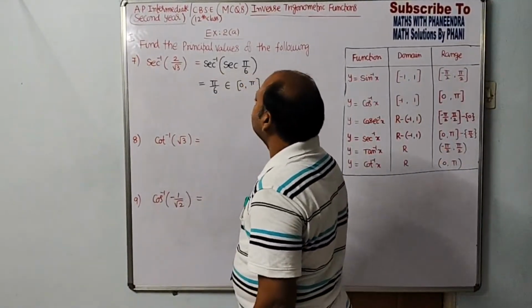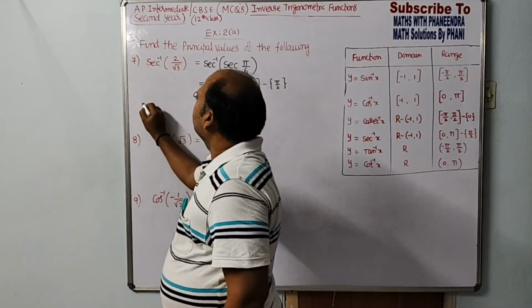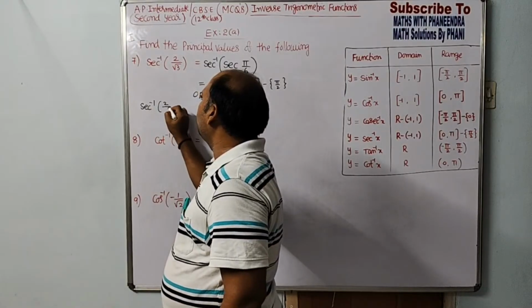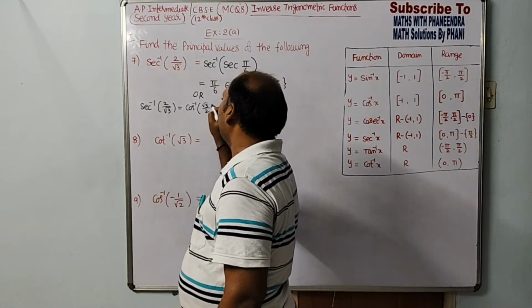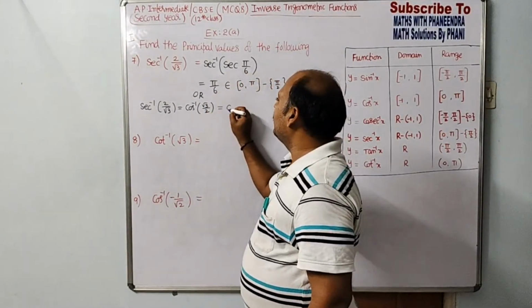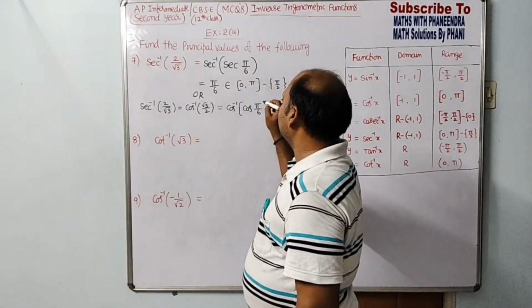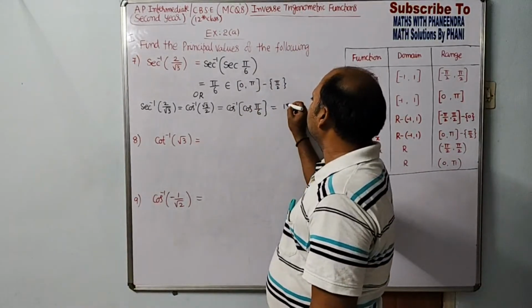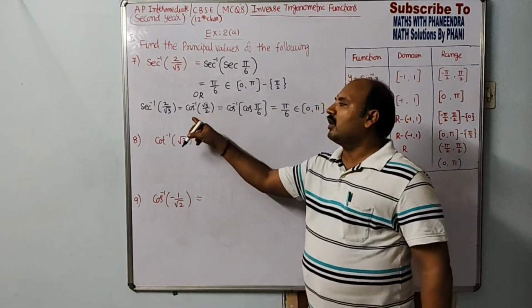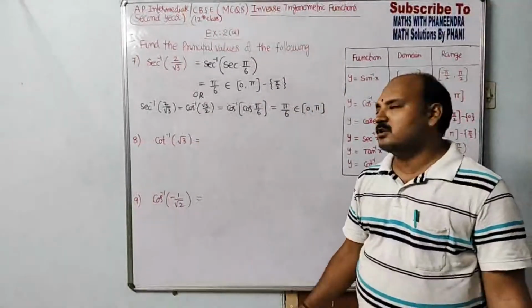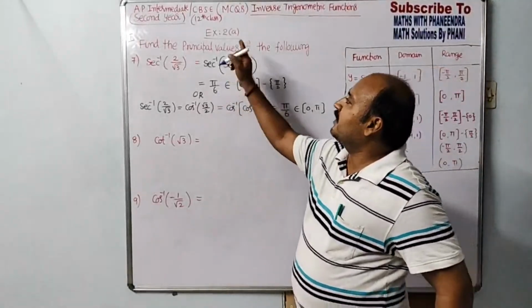That is the answer. An alternate method we can also do: secant inverse of 2 by root 3 is equal to cos inverse of root 3 by 2. See how we are going to do this. That is equal to cos inverse of cos pi by 6, cos 30 degrees. Cos inverse of cos x is x, so pi by 6, which belongs to the closed interval 0 comma pi. Whenever you are converting to cos, there is no need to exclude pi by 2. So pi by 6 is called the principal value of this.